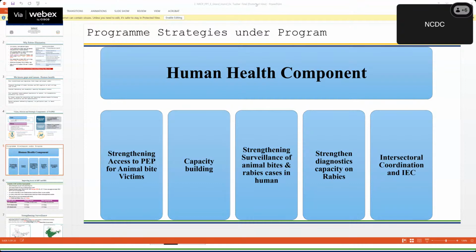Based on the gap analysis for the human health component of the National Rabies Control Program, we have the following strategies. First is strengthening access to post-exposure prophylaxis for all animal bite victims, capacity building of medical and paramedical professionals, strengthening surveillance of animal bites and rabies cases in humans, strengthening diagnostic capacity on rabies, and intersectoral coordination and awareness generation.